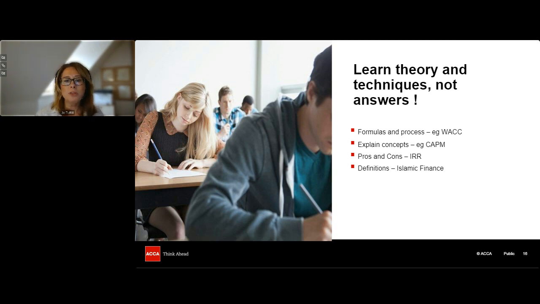Learning the pros and cons of something, like the IRR. You may just be asked for the cons, or you may just be asked for the pros, or you may be asked for the cons and pros in relation to the net present value. It's important to learn them within context, but then apply them to the question. Definitions are important, but you need to apply them to the questions.